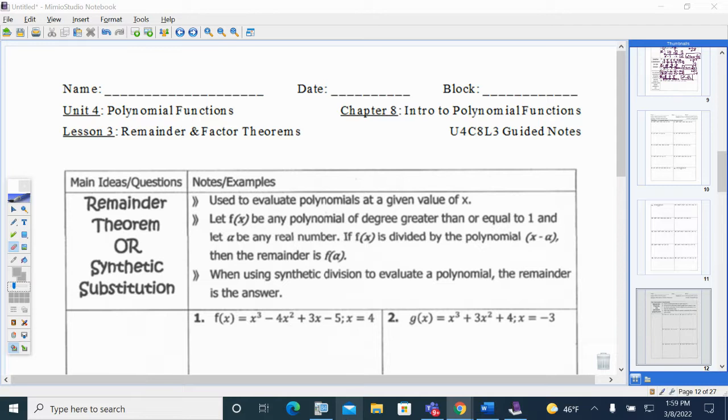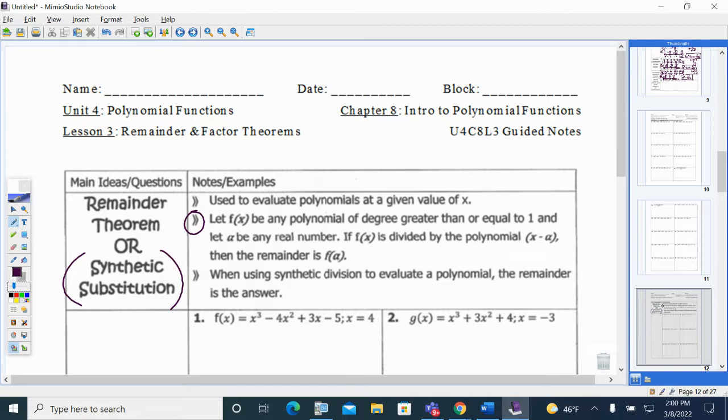The first theorem that we're going to look at is the remainder theorem. You might also hear me call it synthetic substitution, but its basis is from this remainder theorem. We're going to use the remainder theorem to evaluate polynomials at a given value of x. And the second bullet is really confusing, but this is the remainder theorem.